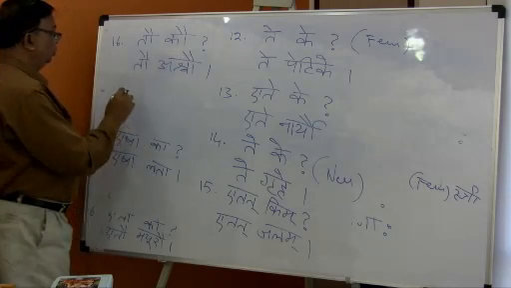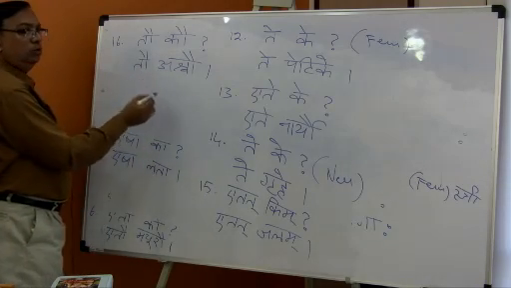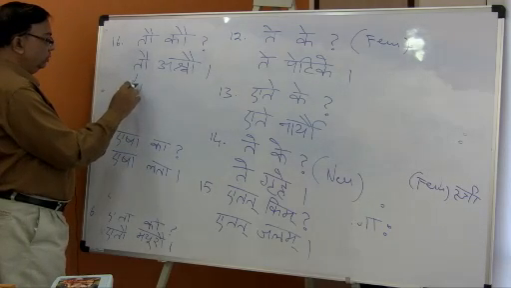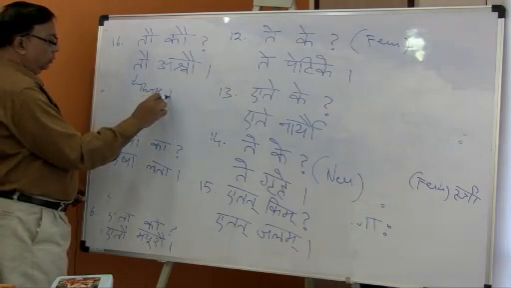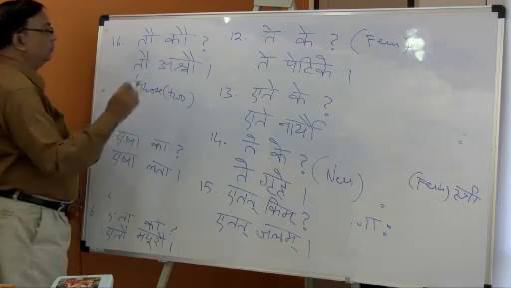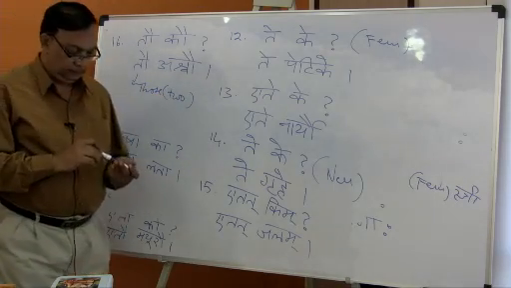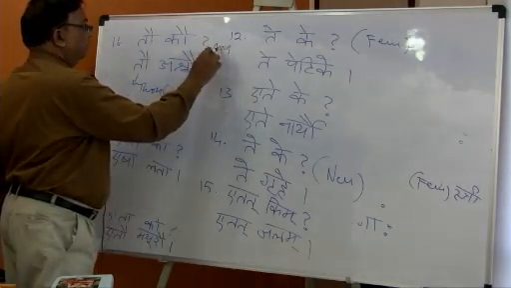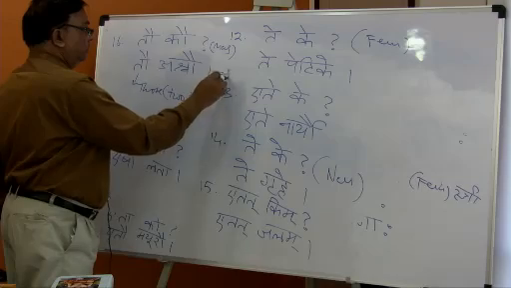Tau ashvau. Tau balakau. Tau narau. Tau vanarau. Tau adhyapakau. Tau means those two. In masculine gender, this is masculine. This is also a masculine gender answer.